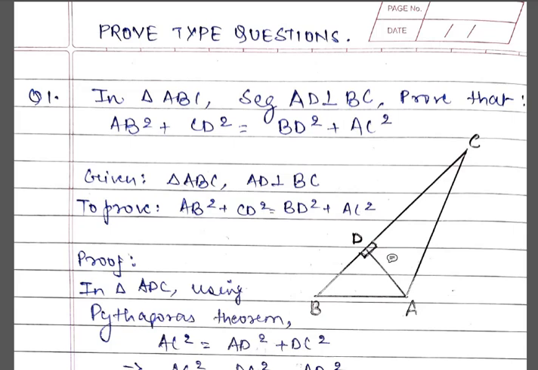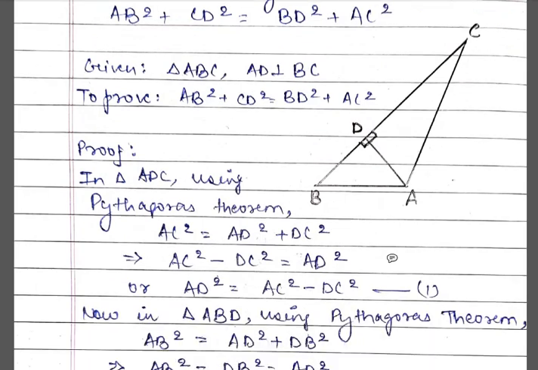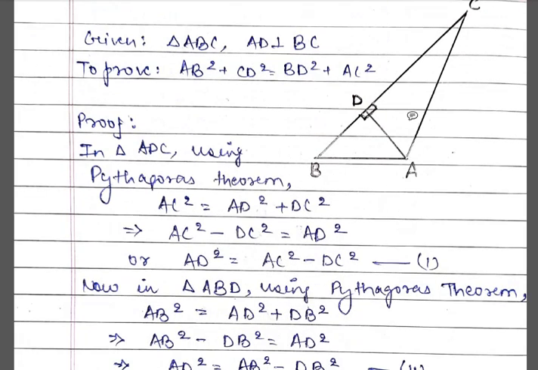So let's start with the first one. I take first the triangle ADC. In triangle ADC, I am applying the Pythagoras theorem, which gives AC square is AD square plus DC square. Now let's do one thing. Let's take DC square to the other side. So AC square minus DC square is AD square. Now I am writing the reverse of it. Just इसको उल्टा करके लिख दिया that AD square is AC square minus DC square. This becomes equation number 1.